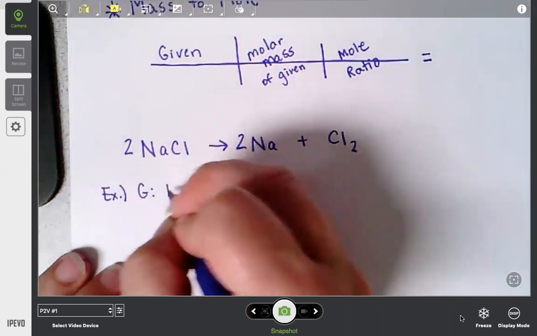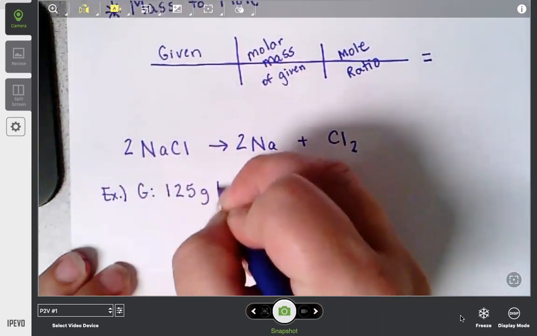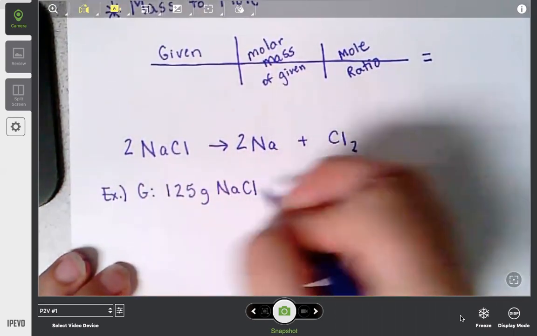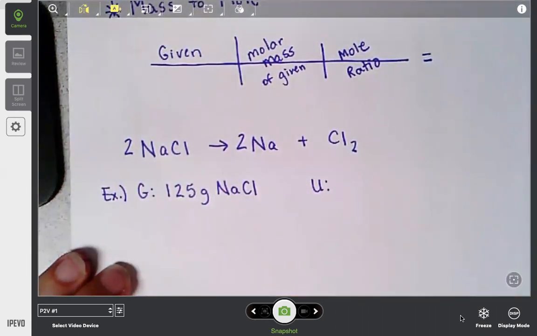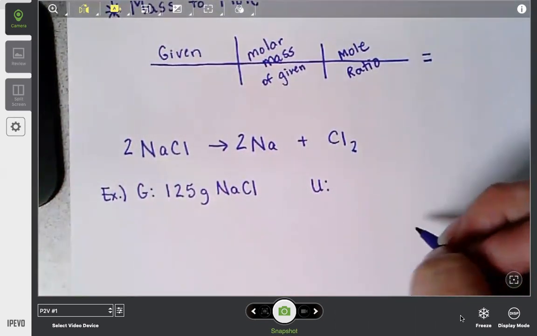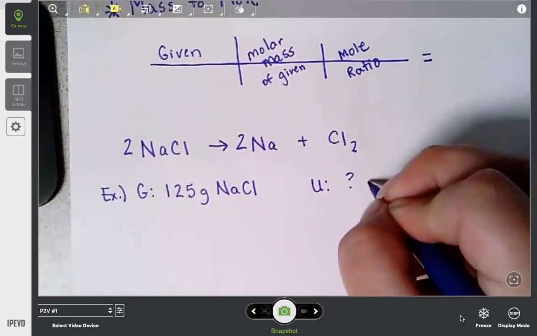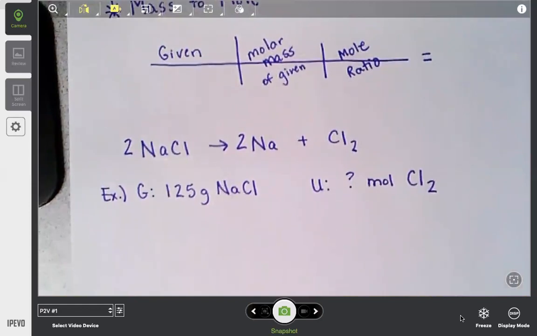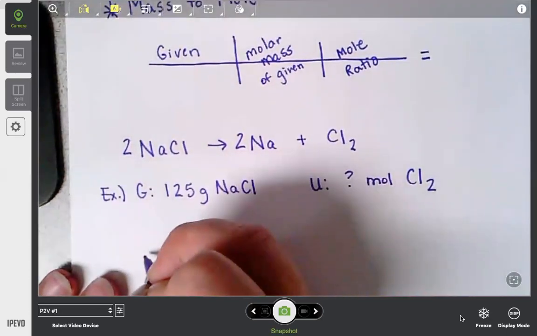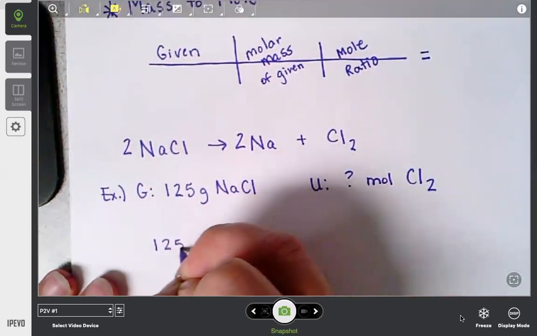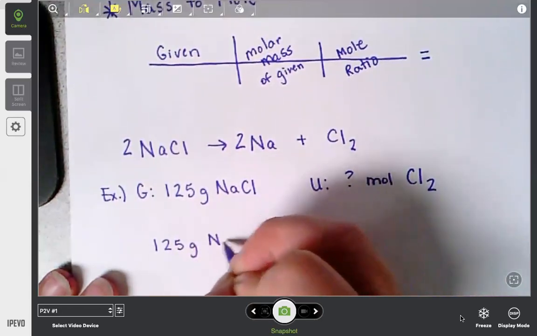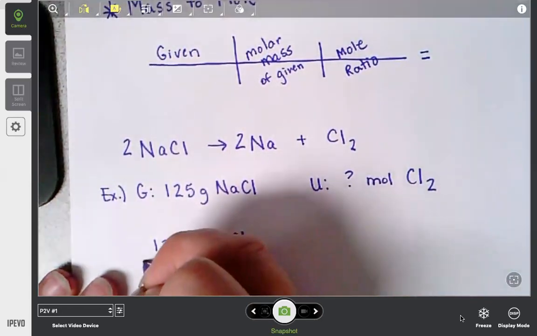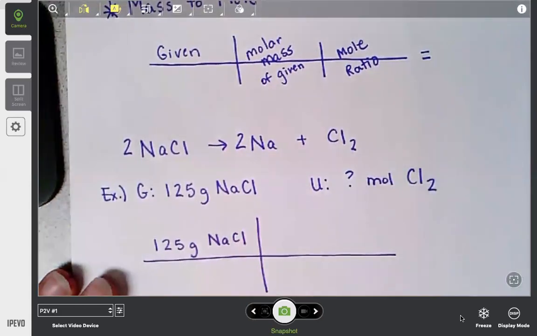All right, so let's say in this case, for our first example here, that I have 125 grams of salt, NaCl. And my need is I need to know how many moles of chlorine gas would be created if I decomposed 125 grams of salt. How many chlorine molecules would I be creating? So, step one, put my given, including the compound and unit, and start my fence.